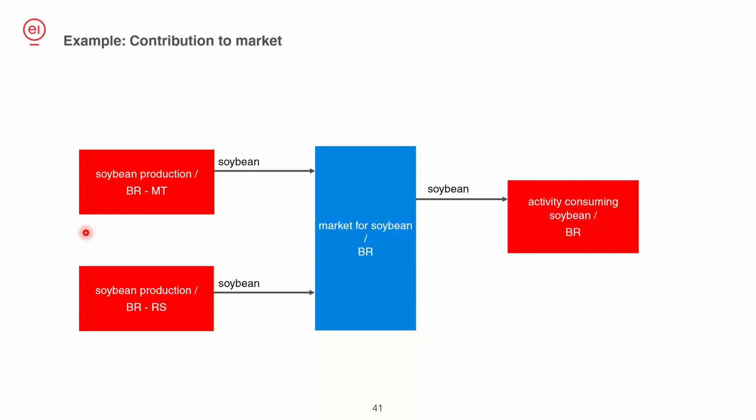The way that the transforming activities supply the market is in proportion to their production volumes. The production volume, as I mentioned before, is the amount of soybean produced per year. So in this case, the soybean production in the first activity has a much higher contribution to the market because it has a higher production volume.